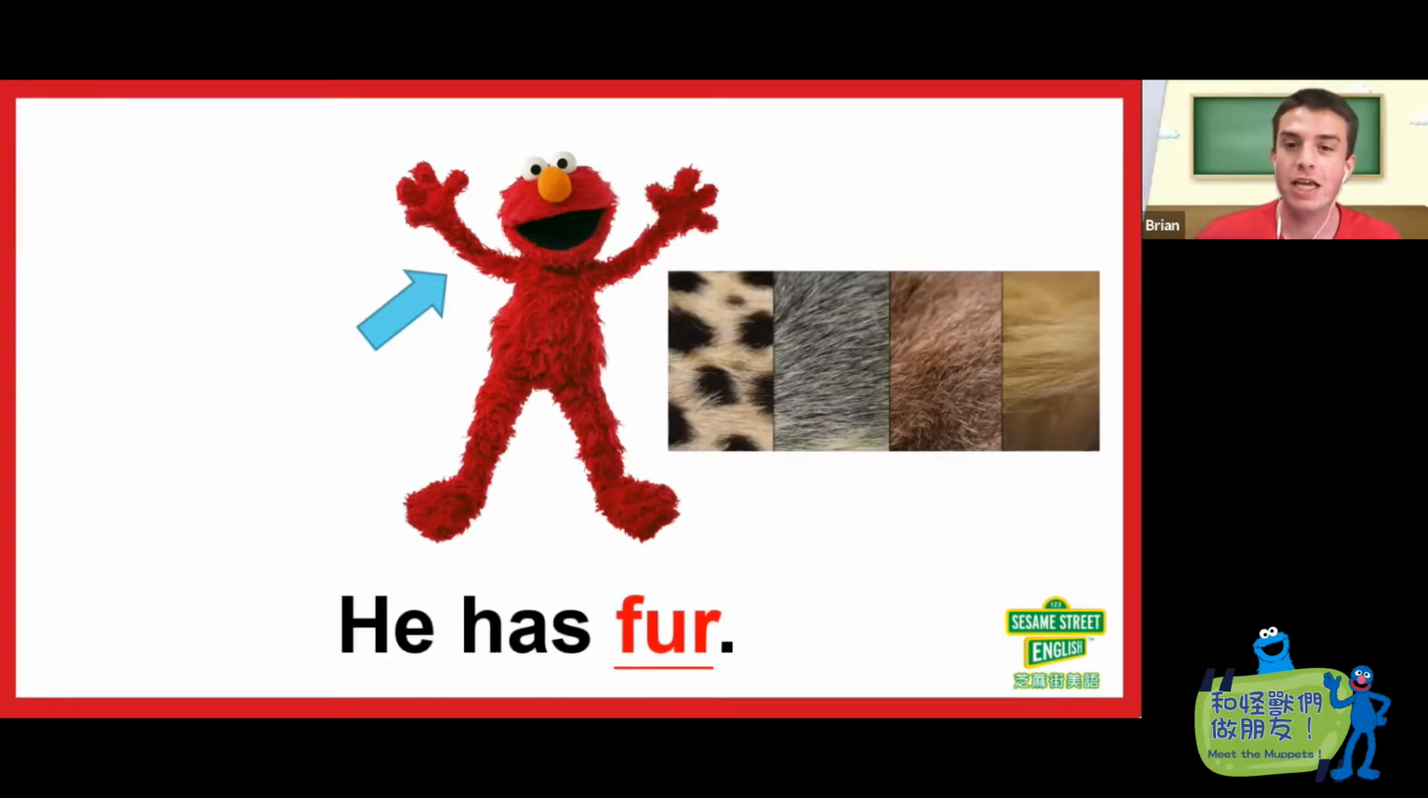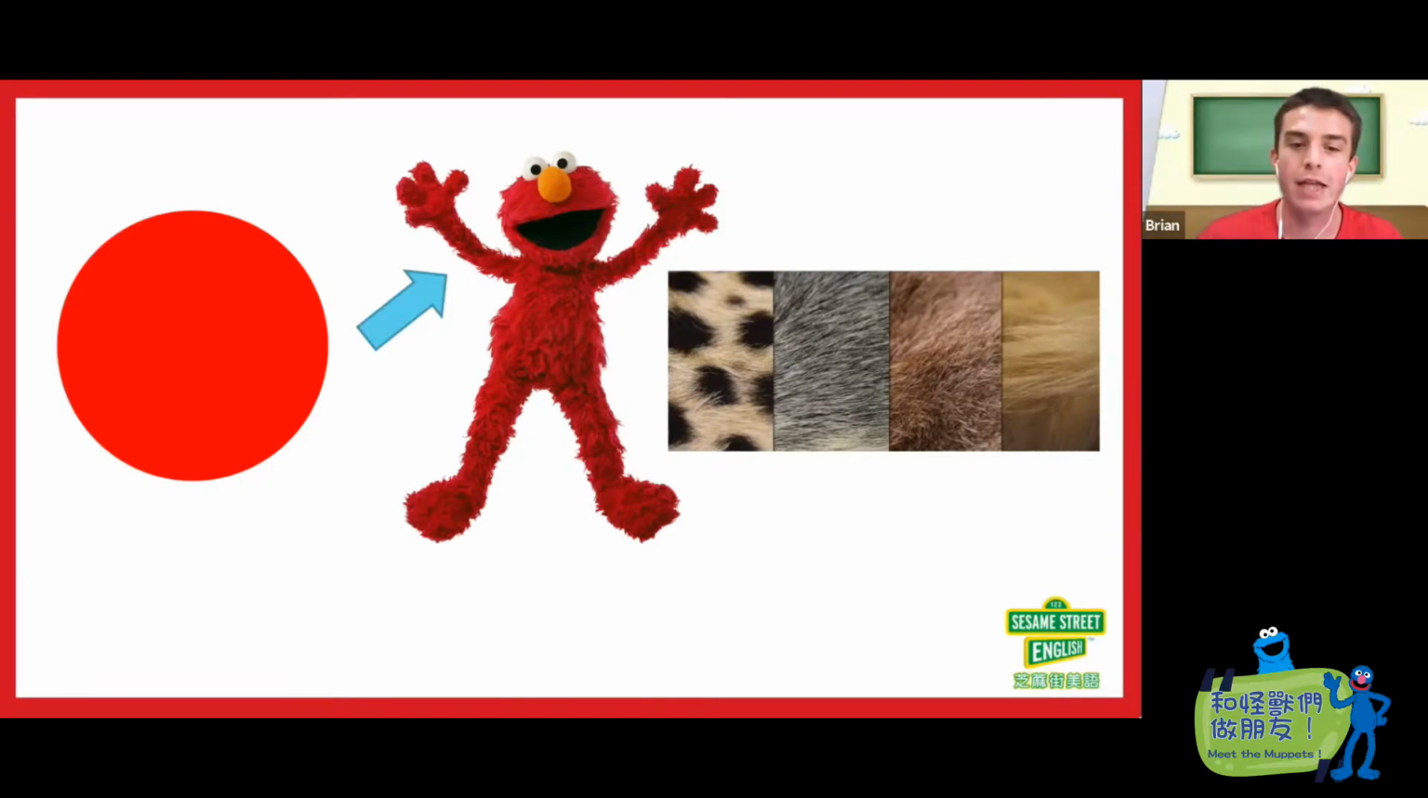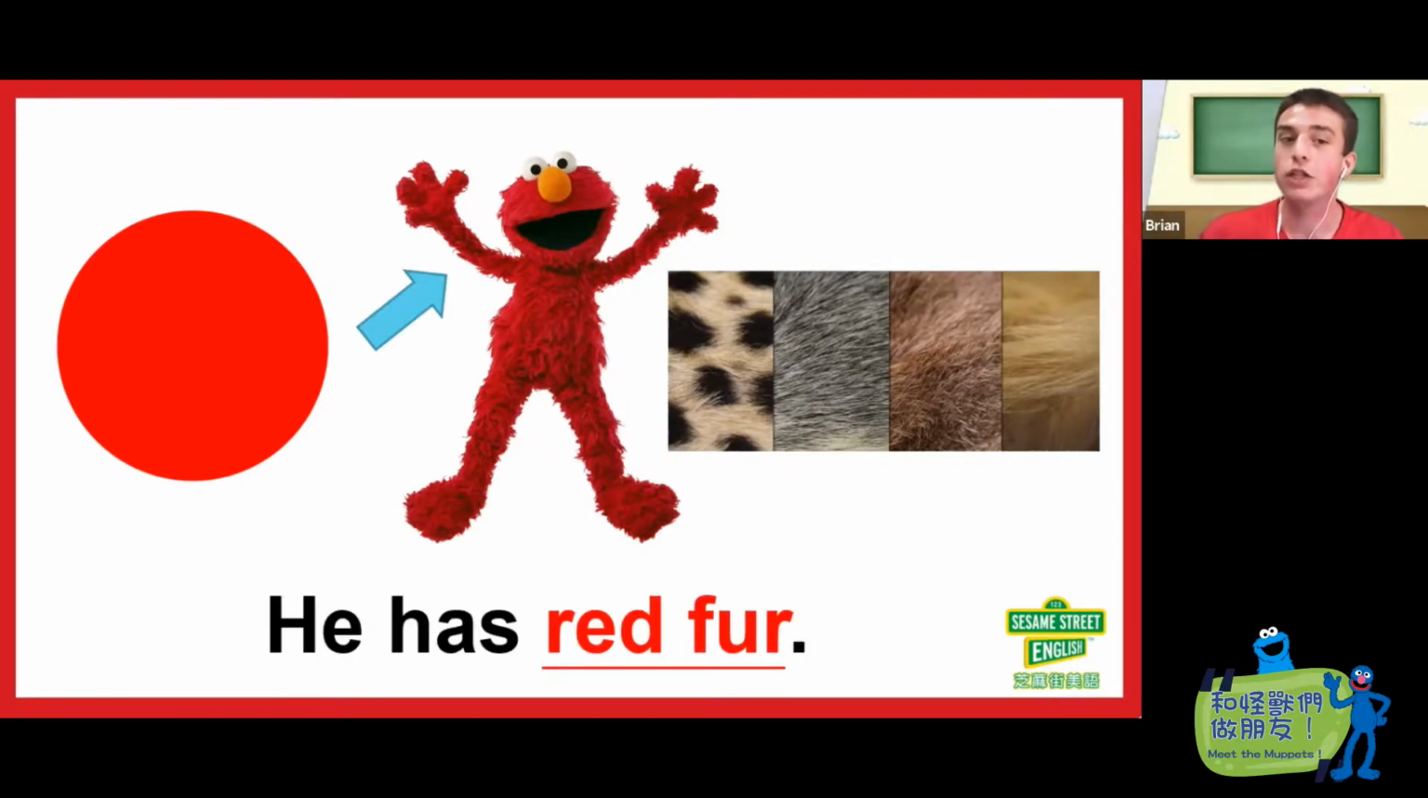We can say, he has fur. His fur is red. So we can take these two sentences, he has fur, his fur is red. We can put them together and say, he has red fur. Can you say after me, please? He has red fur. Okay, very good.